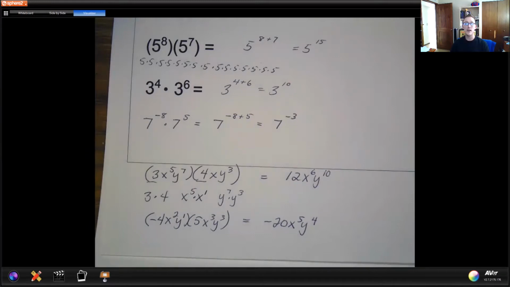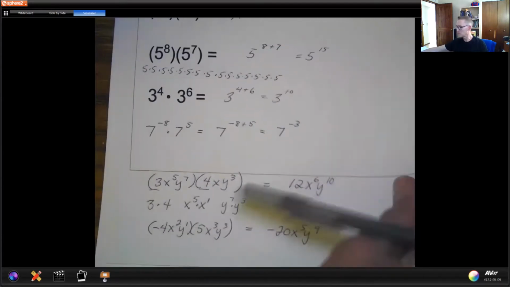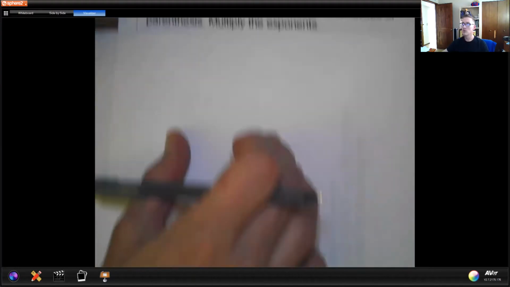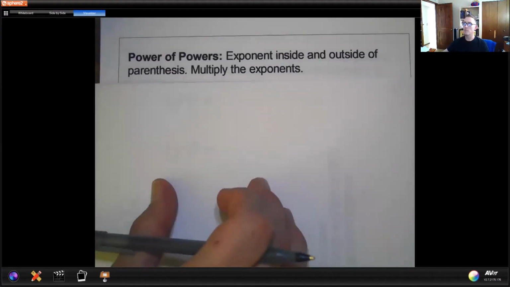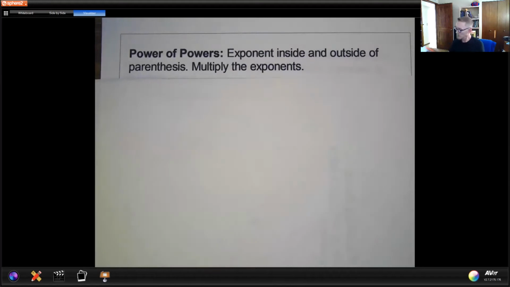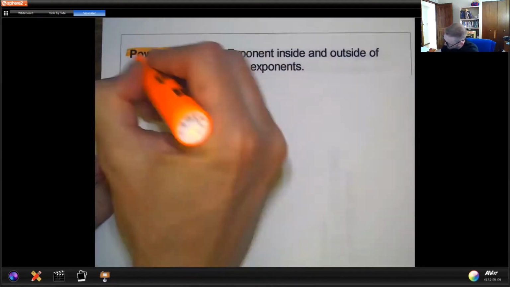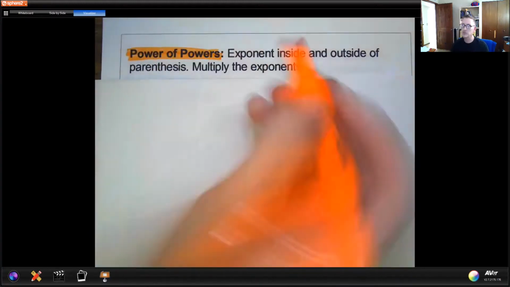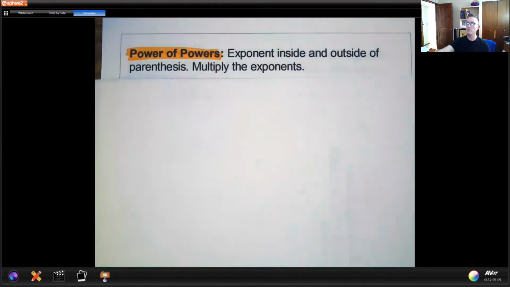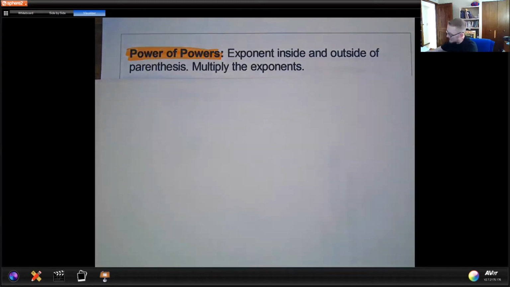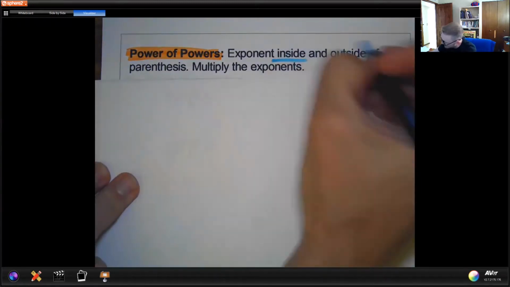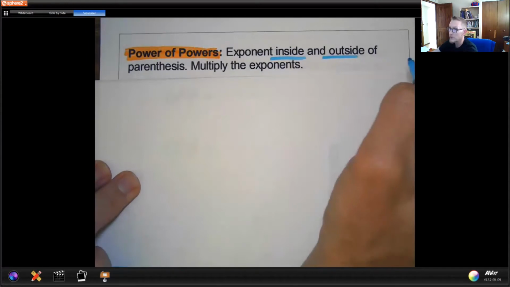And then we'll continue now for part 2 of this lesson, which is going to be the next phase for our exponent rules. All right, and this is part 2, power of powers. And this is going to have 2 sections to it. Power of powers means we have an exponent inside and an exponent outside of the parentheses.